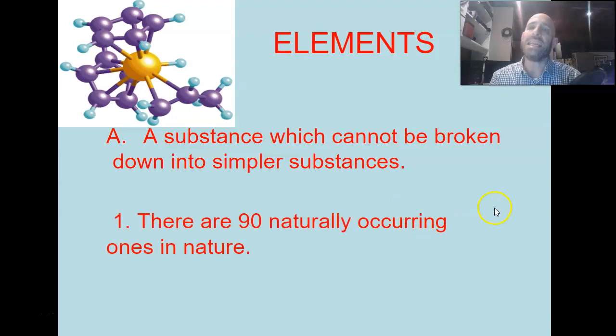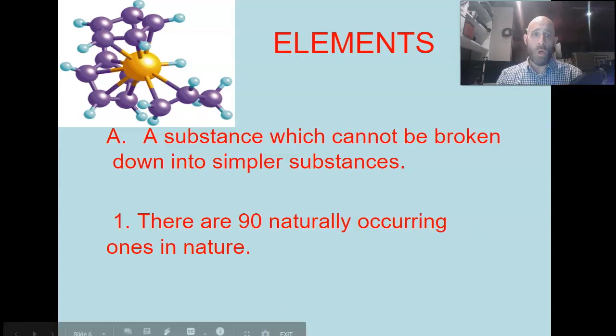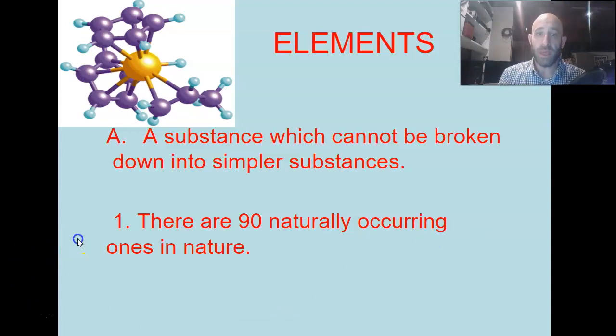And there are 90 naturally occurring elements in nature. If you look at the periodic table, you'll see it goes above 90. It actually goes all the way up into the hundreds. The reason why is because some of those are not naturally occurring. They were synthetic, meaning they were created in a lab, and they stayed stable long enough to be identified. But otherwise, they would not be found in nature. They're just made in a lab.